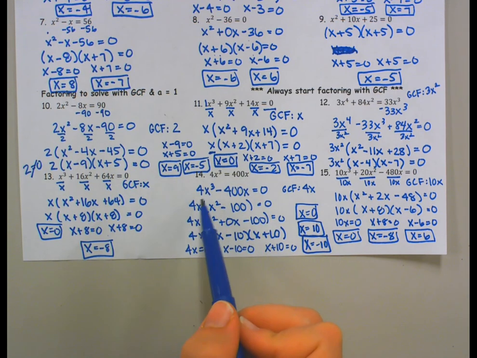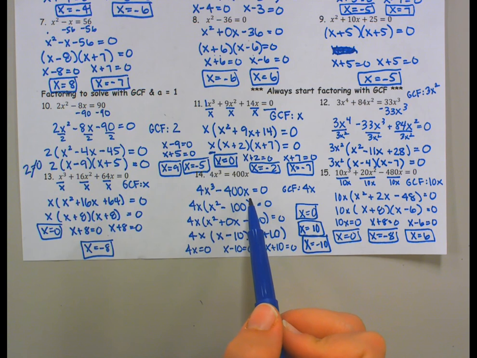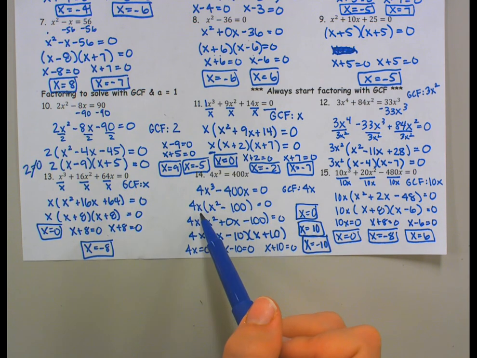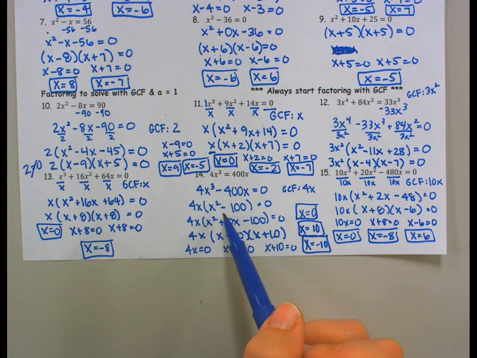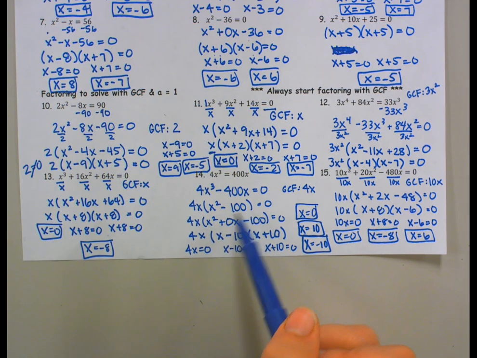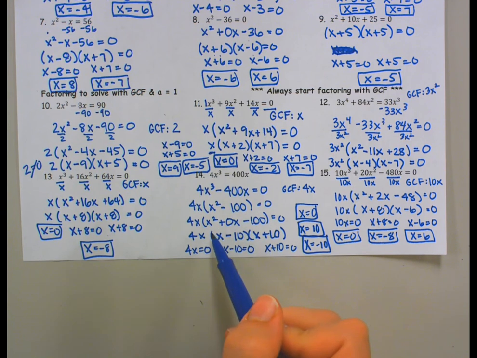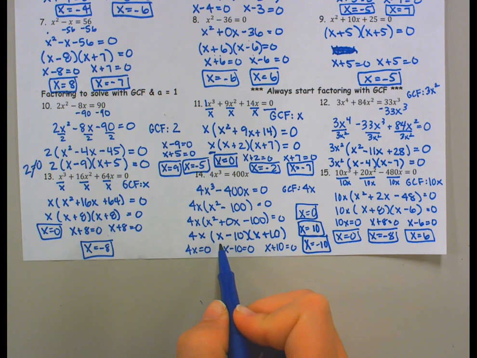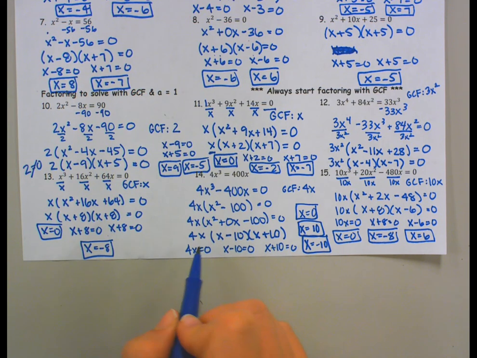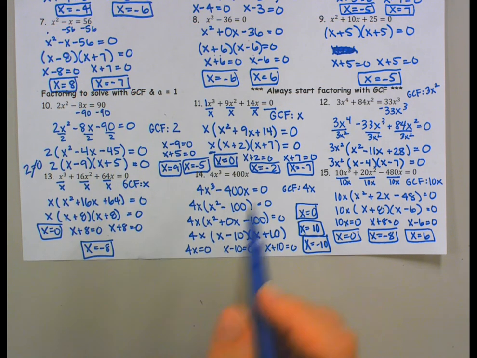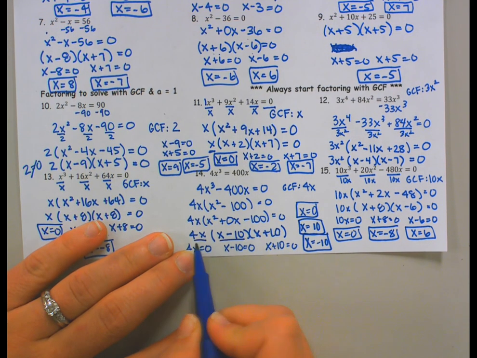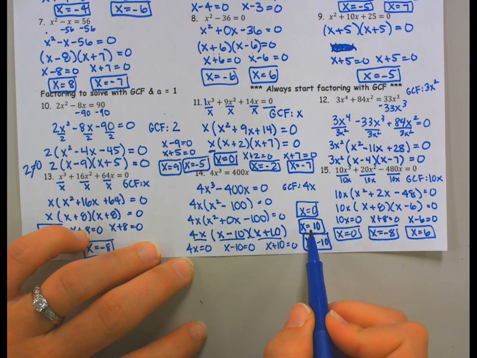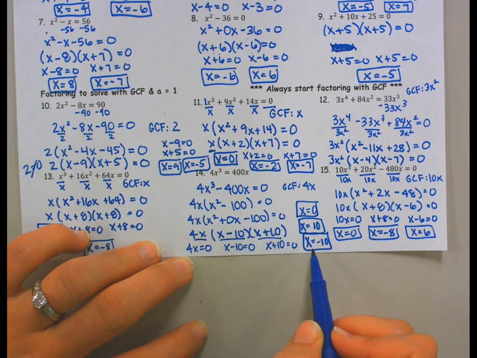For number 14, I had to move my 400x over first. So I have 4x cubed minus 400x. The GCF here would be 4x. So when I divided that out, I got 4x on the outside and then x squared minus 100 on the inside. We can think of the x squared minus 100 as x squared plus 0x minus 100 when we factor, which would give me x minus 10 times x plus 10 with that 4x still on the outside. So then when I set all of my terms, including this 4x, equal to 0, I get x equals 0, x equals 10, and x equals negative 10 as my solutions.